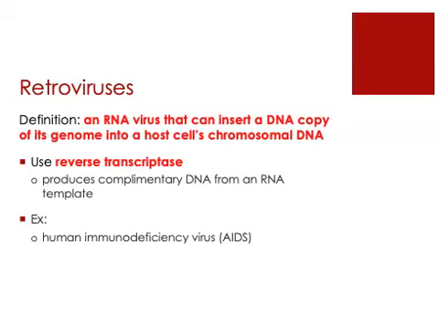Now, in order to do this, it needs this very special viral enzyme called reverse transcriptase. This enzyme is going to produce a complementary DNA molecule from an RNA template. One of the best examples, again, the best studied example of a retrovirus is the human immunodeficiency virus, or HIV. And of course, this is the virus that causes AIDS.